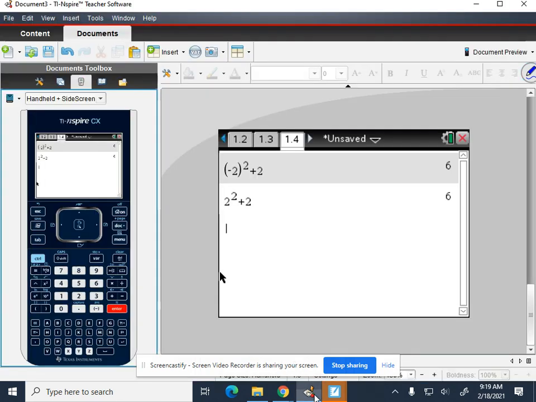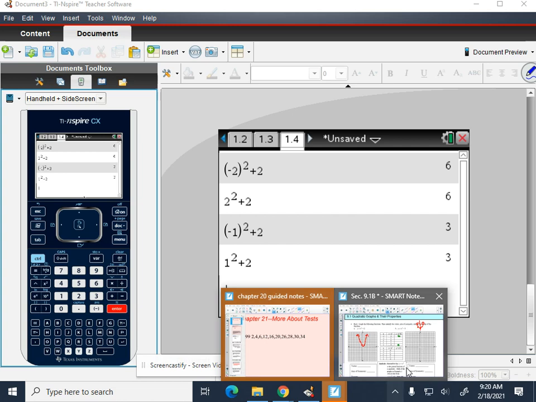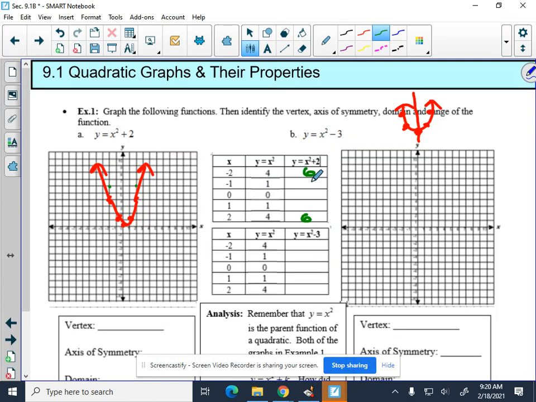Okay, when we put in the 1, I'll start actually with the -1. -1 squared would be 1. When we add 2, we get 3. When I put in a positive 1, that also gets us 3. What's interesting is it's moved it up how many squares compared to this? 2, which kind of makes sense. It moved it up 2.